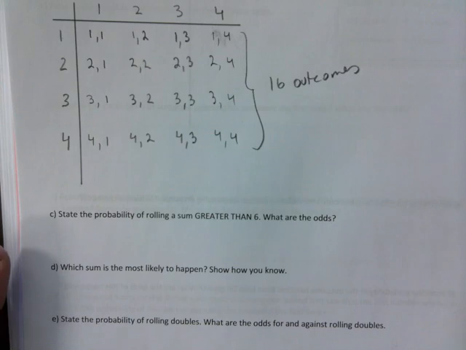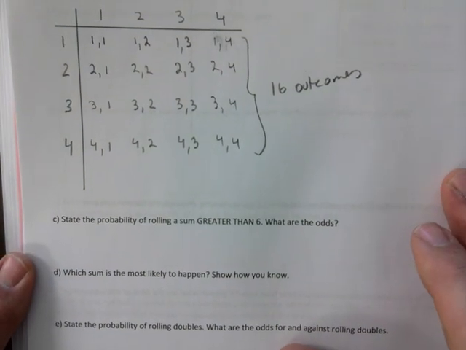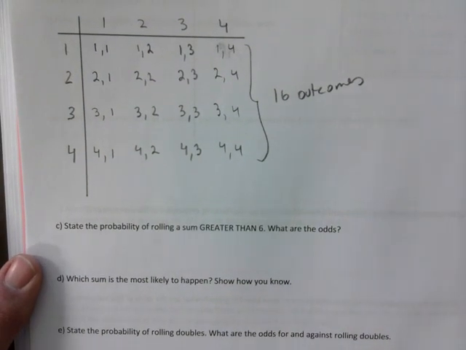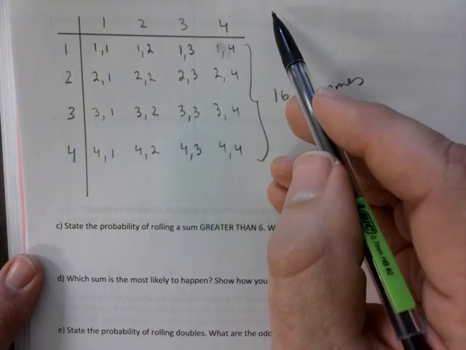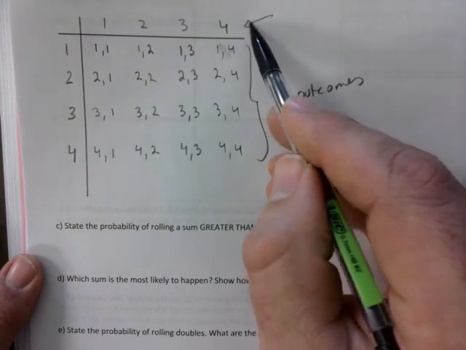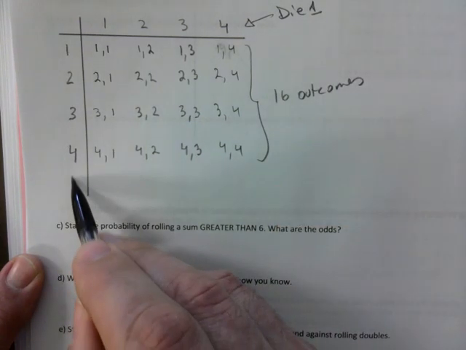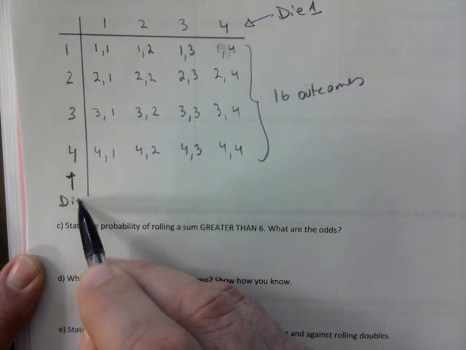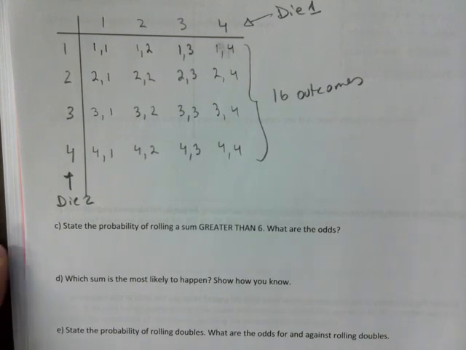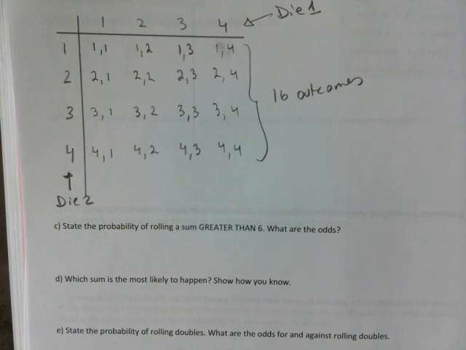And now we can use this to find out some probabilities. I'm just going to make a note here. I'm looking at my original. This is die 1, and this here is die 2. Die 1 and die 2.